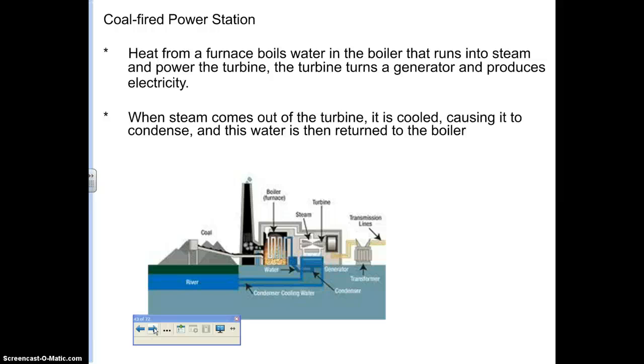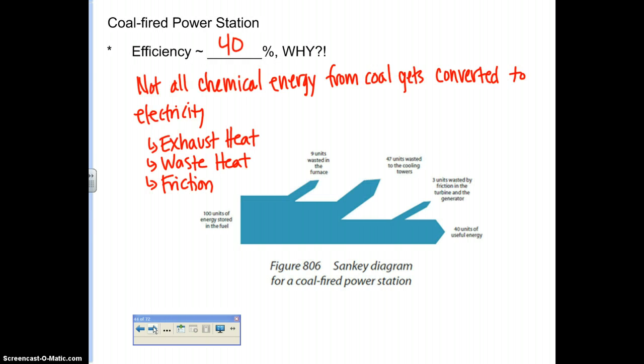So this is very cyclic, okay? There is a cycle that can occur over and over and over again. That's pretty good, right? That's something that you would want, but obviously there's going to be some release of CO2 into the air, thus increasing greenhouse gases. Coal-fired power stations are about 40% efficient.